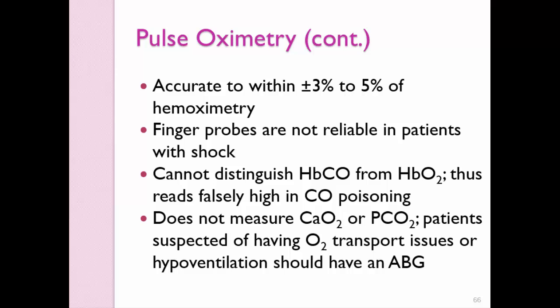Another issue is you can't distinguish between carboxyhemoglobin and oxyhemoglobin. Thus, it reads falsely high in carbon monoxide poisoning. It also does not measure the CaO2, the arterial content, or the PCO2. Patients suspected of having O2 transport issues or hypoventilation should have an ABG done.